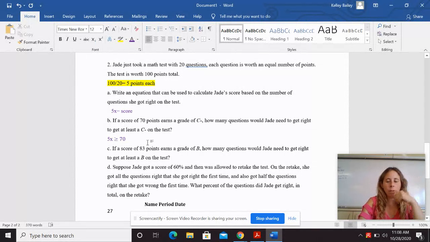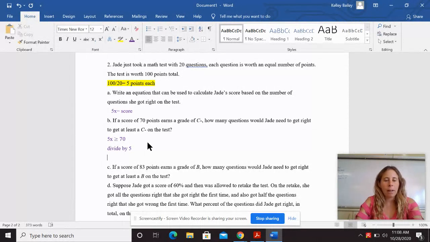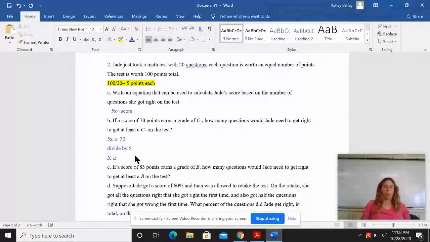All right, and then you would just solve for x. You would divide by 5 on both sides. And so then you would have x greater than or equal to 14. Yeah, 14. So Jade needs to get at least 14 questions right.